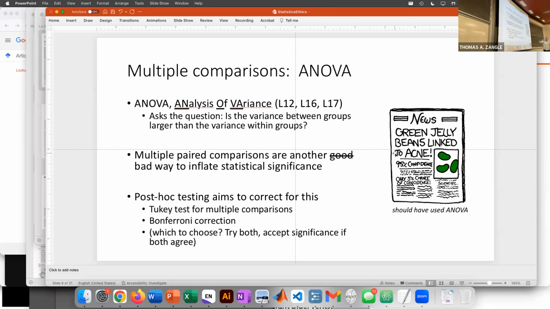But if that were real data and we really wanted to understand what was going on, a more appropriate way of doing that would be to use ANOVA, where we ask the question, is the variance between groups larger than the variance within the groups? And there, it's very likely that you wouldn't have fallen into this pitfall and found one that you could cherry pick and select. So multiple paired comparisons are another way that you can inflate statistical significance.